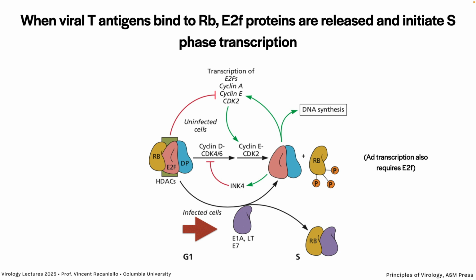If these are virus-infected cells, early transcription is going to produce T antigens, like large T, E1A, and E7. These will bind RB, and now E2F can transcribe all the genes needed for DNA synthesis and cell division. And that's because these viruses need the cells to be dividing in order to replicate properly.